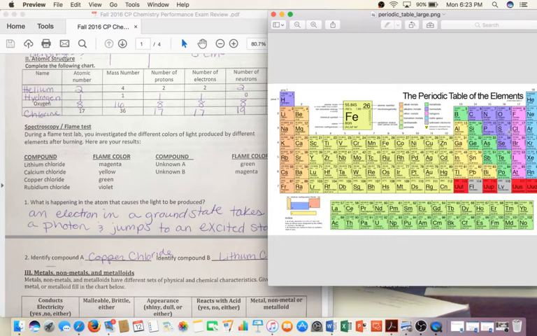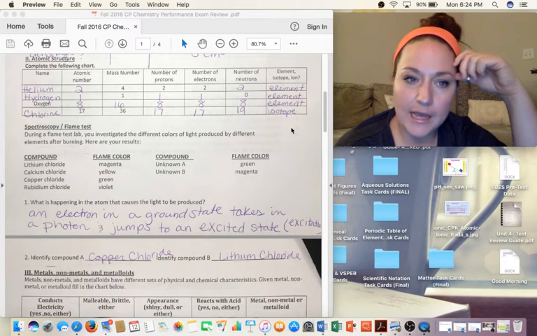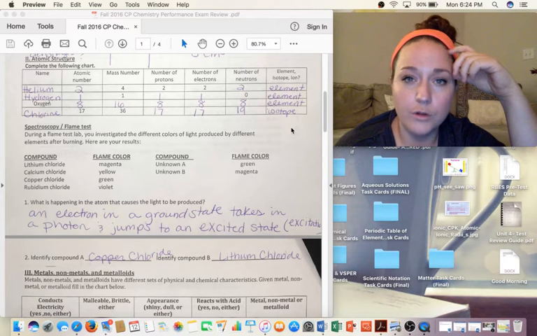So when you take 36 minus 17, you get 19. Now, this may differ from class to class, but for at least my classes, he has a 35.453 mass number on the periodic table. So for my kids, we would round down to 35. So meaning that chlorine is indeed an isotope because he does not have his normal mass.